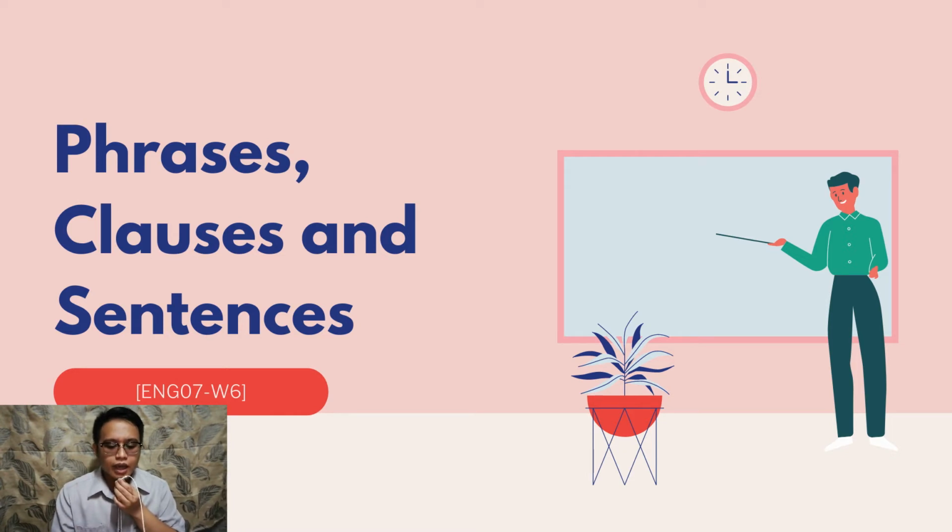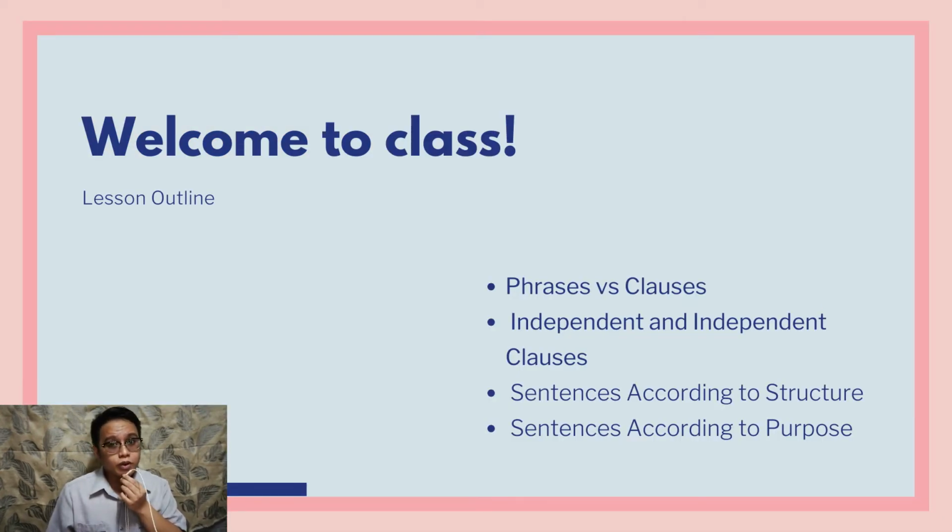Now let's see our outline. What are we going to learn about today? Okay? So today, number one, we will learn about the difference between a phrase and a clause. And then we will talk about independent and dependent clauses. Number three, we will be talking about sentences according to structure and sentences according to purpose. But the last two lessons, we will be talking about on our next video. So make sure after this video, you watch the second video. Okay? Now let's go to phrases.